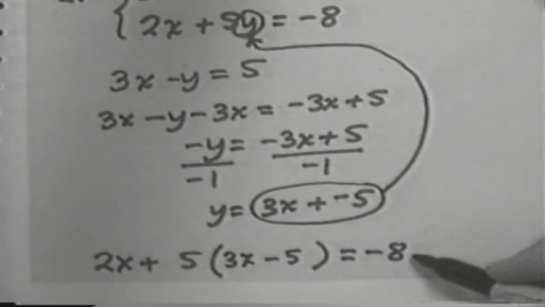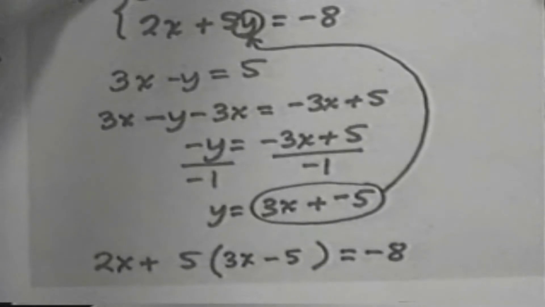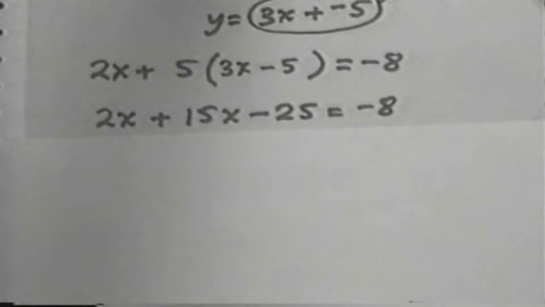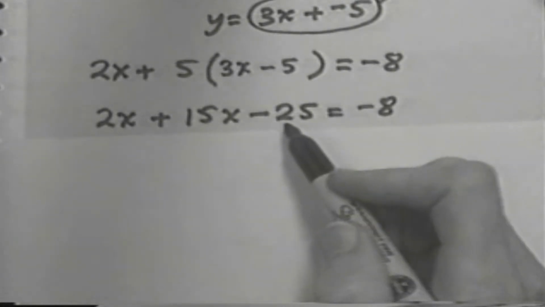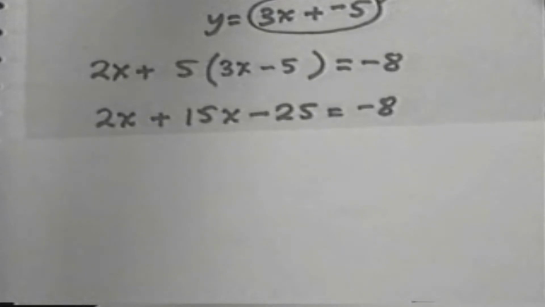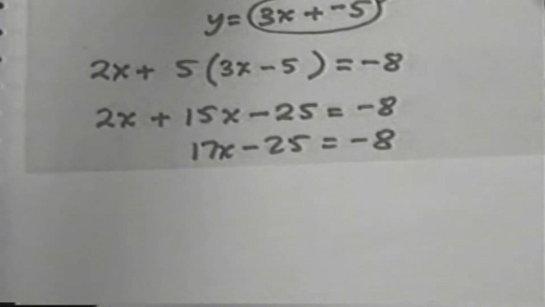Now we have a single equation, one variable, x. We can solve this equation by first simplifying the left-hand side. 2x plus distribute the 5, and you get 15x subtract 25 equals negative 8. 2x plus 15x is 17x, so we have 17x subtract 25 is negative 8.